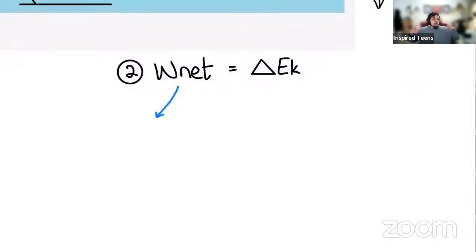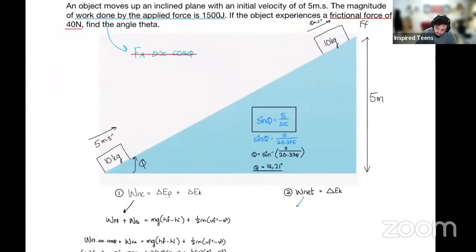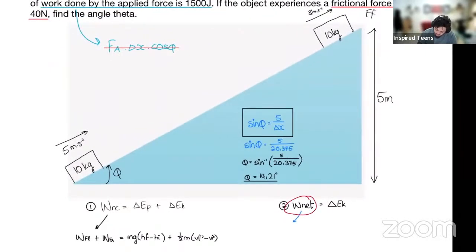WNet is all the work that's done on this object. Remember, the work done on an object comes from the force done on an object. So if you want, you could draw a free body diagram just so that you make sure you have all the forces that are acting parallel to the direction of motion. So we have FG, we have FN. Obviously FN is out, right? We have frictional force dragging it down and applied force dragging it up. FN is definitely not a force that does work because it's perpendicular to the direction of motion.